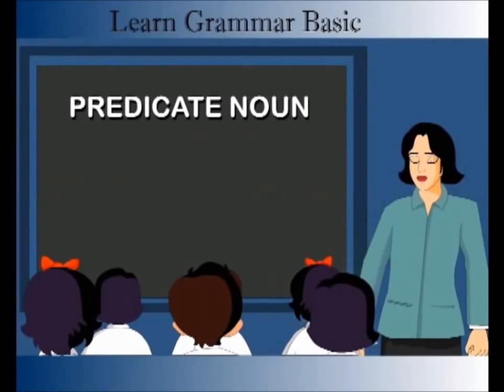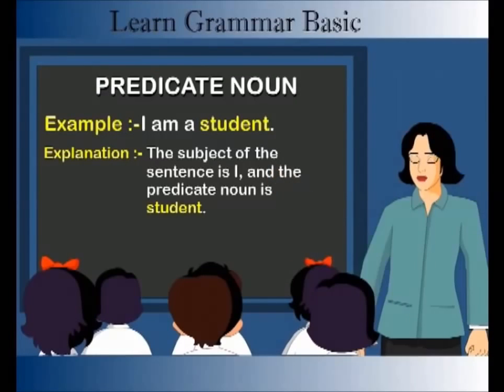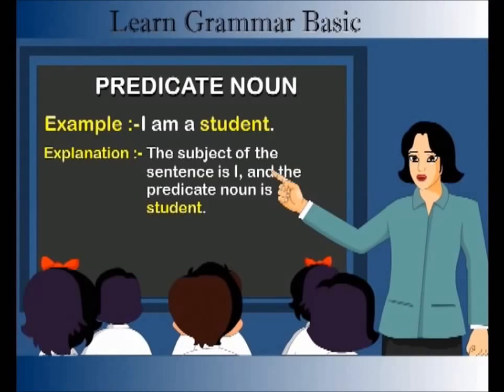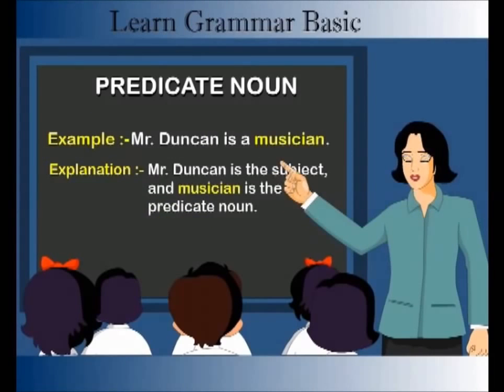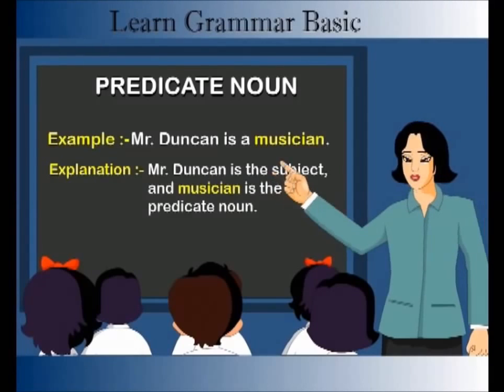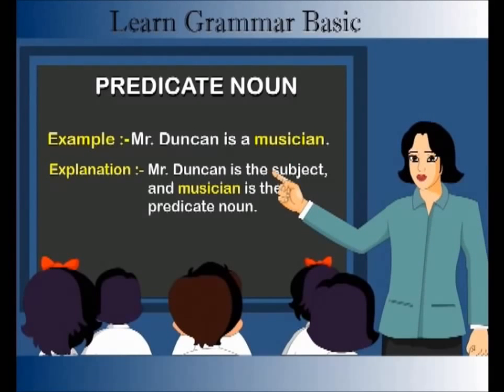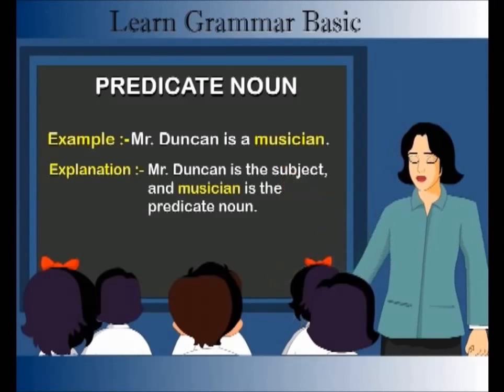Predicate noun. Example: I am a student. Explanation: the subject of the sentence is I and the predicate noun is student. Example: Mr. Duncan is a musician. Explanation: Mr. Duncan is the subject and musician is the predicate noun.